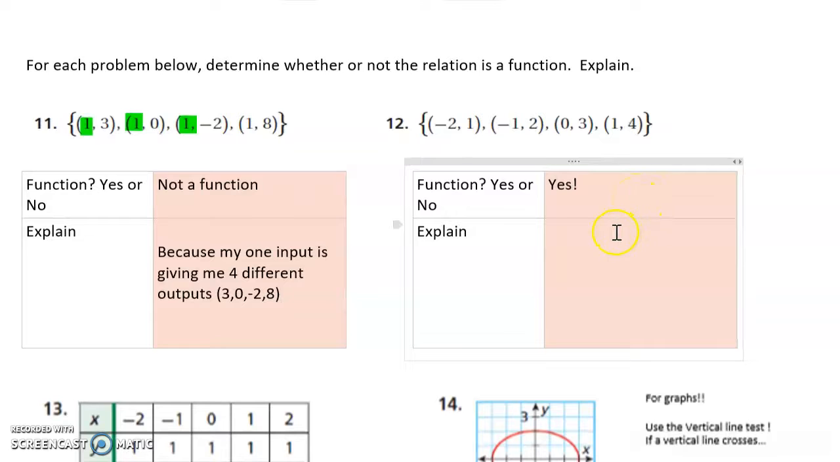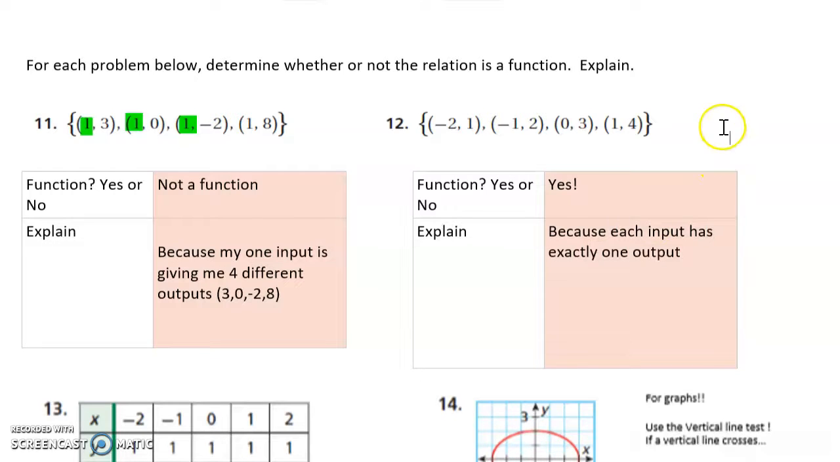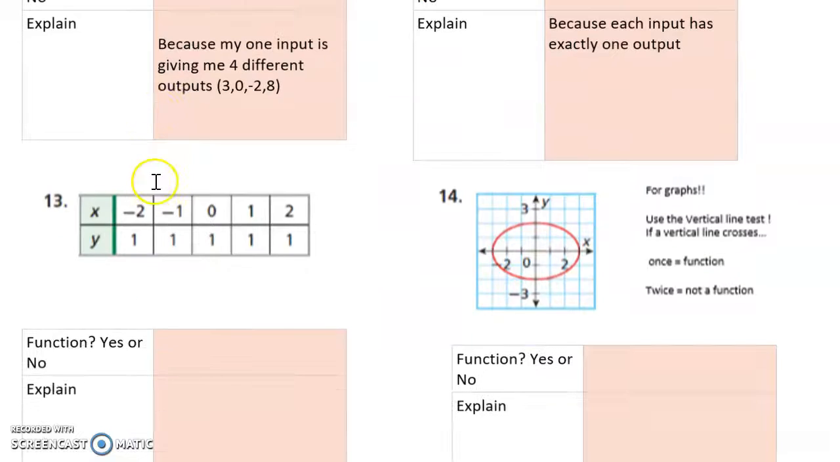This would be a function, and this time it is because each input has exactly one output, right? I'm putting in a -2, I'm only getting out a 1. I'm putting in a -1, I'm getting out only a 2. There's not another -1 anywhere in here giving me a different number. Here, this is the only time I see an input of 0, and I'm getting a 3. So each input is giving me only one number out.